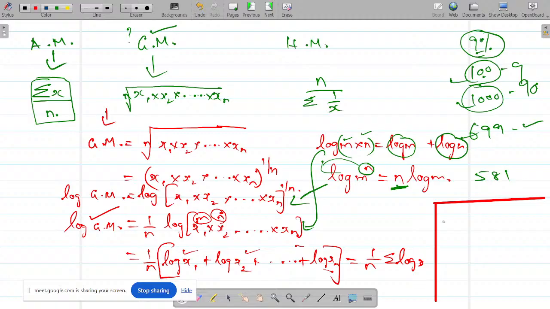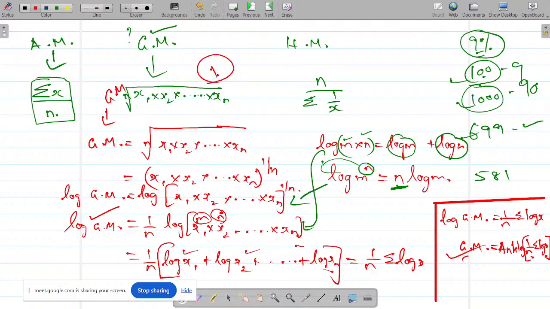Now, what is there in the left hand side? Log geometric mean. What is there in the right hand side? 1 by n summation log x. I want geometric mean. I don't want log geometric mean. So geometric mean will be, I take anti-log. What is anti? Reversing. Anti-log. So this is anti-log of 1 by n summation log x. So this is the formula for geometric mean. So we have two formulas. This is one direct formula, I write it as one, and this is the second formula.